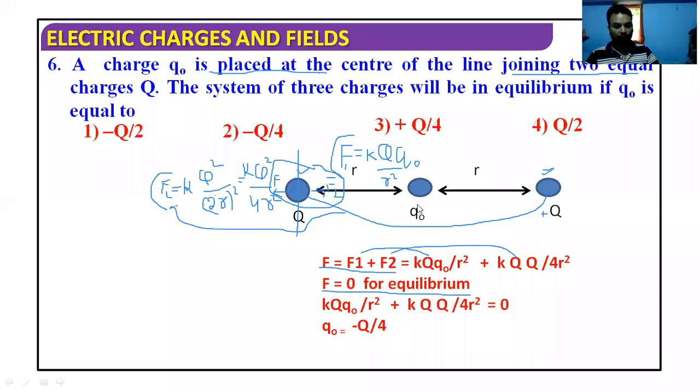So the value of Q naught that came out should be 1/4 of the charge Q, and Q naught should be negative. So the final conclusion is that Q naught is equal to minus Q by 4. Okay. So if the Q is positive, then Q naught is minus 1/4 of the charge on the Q.